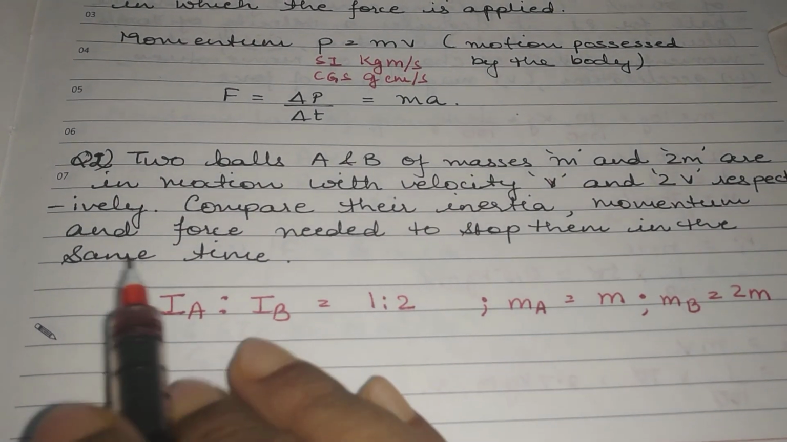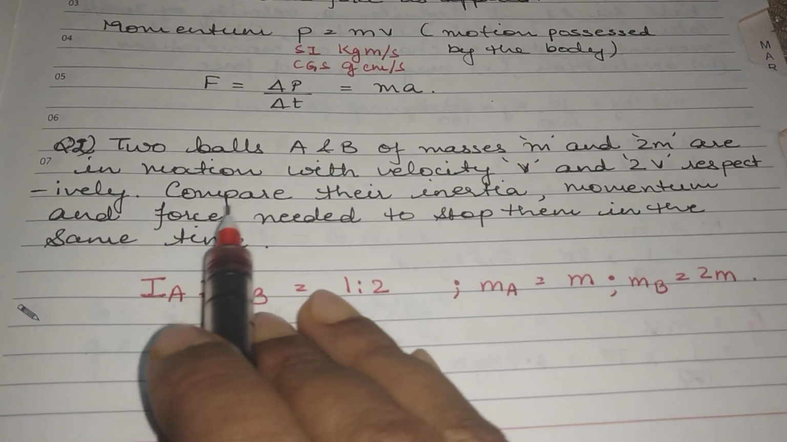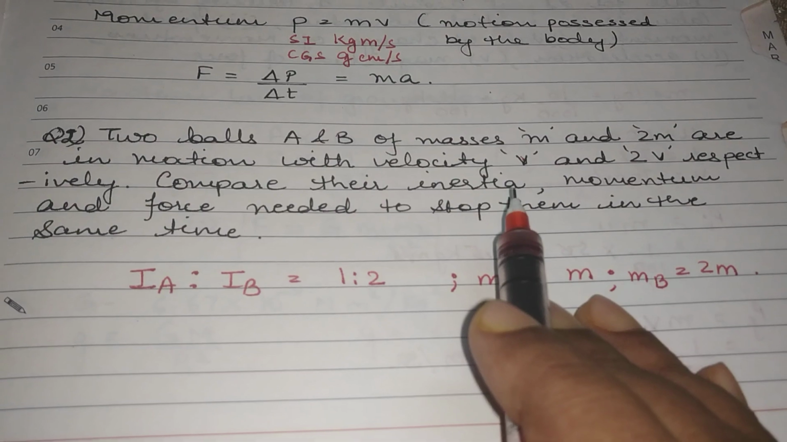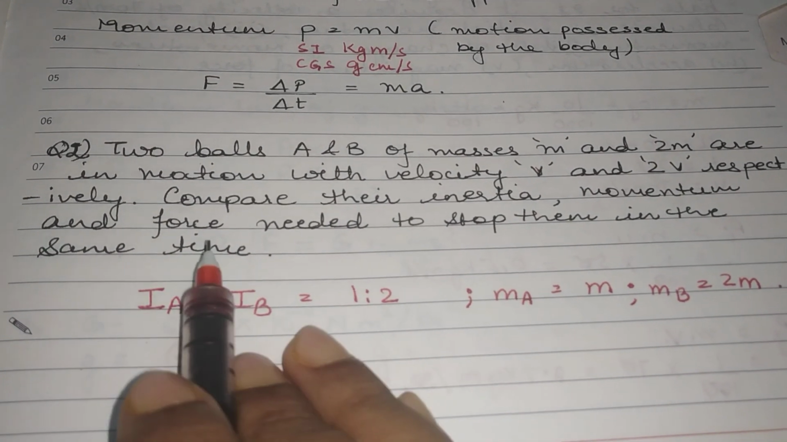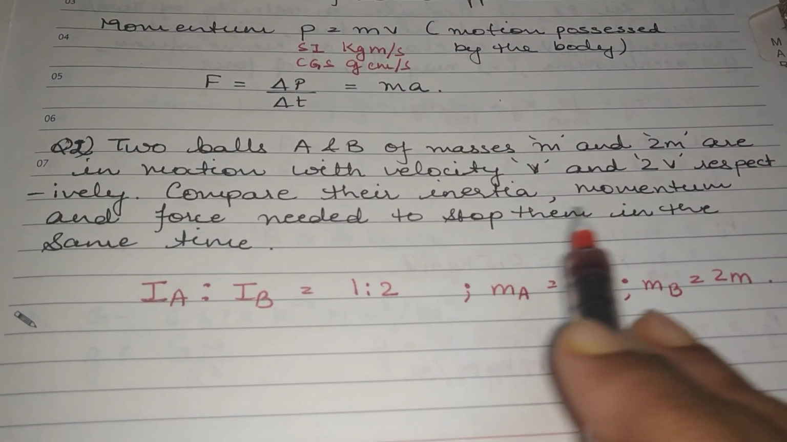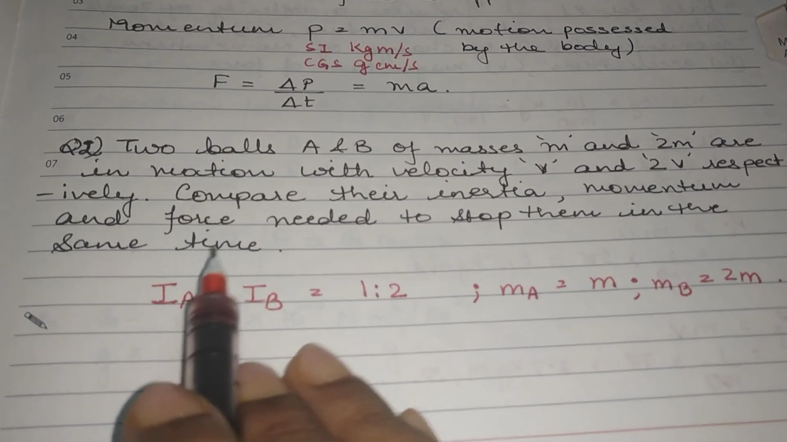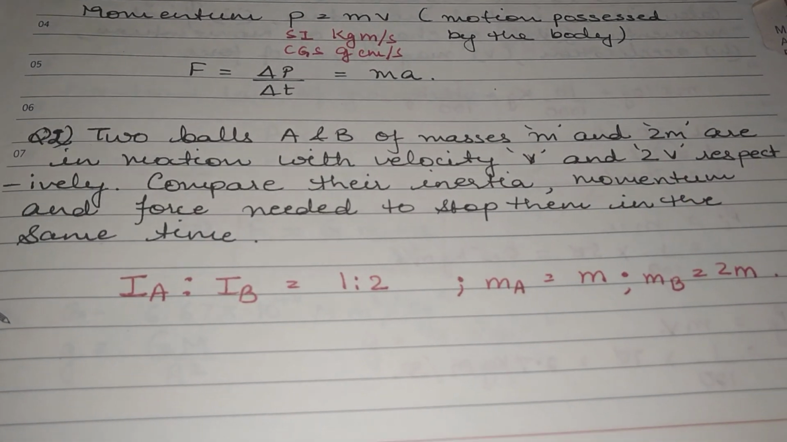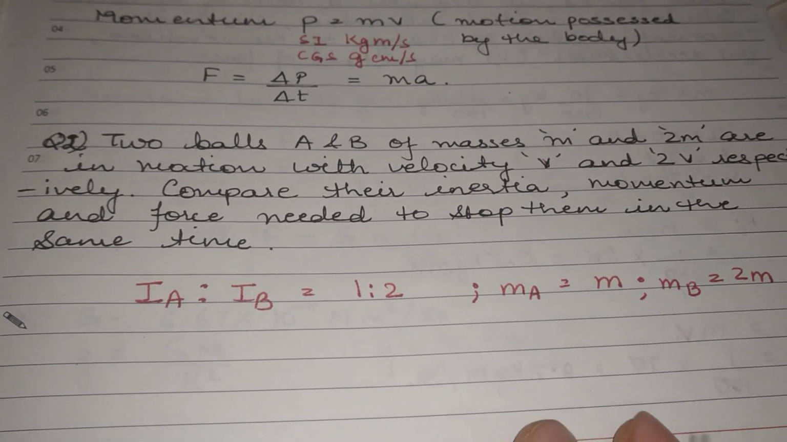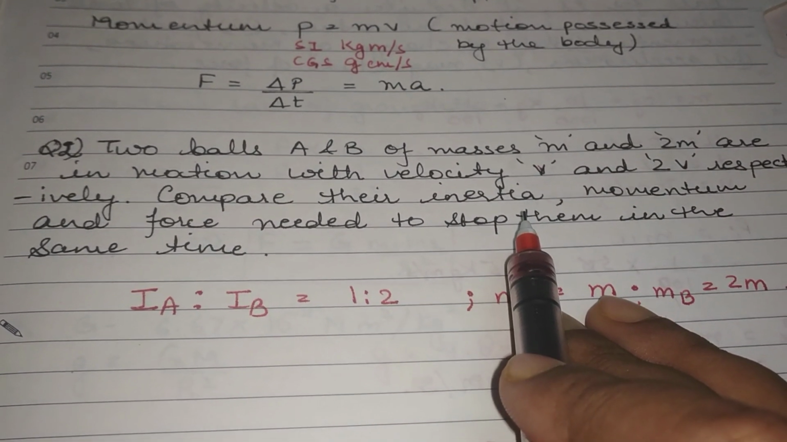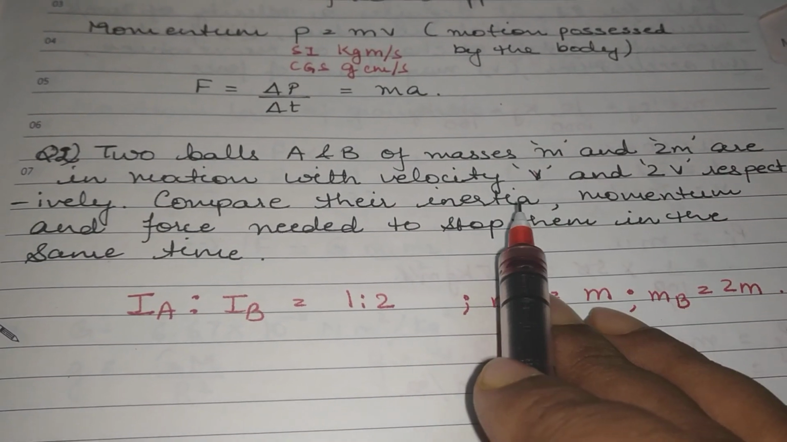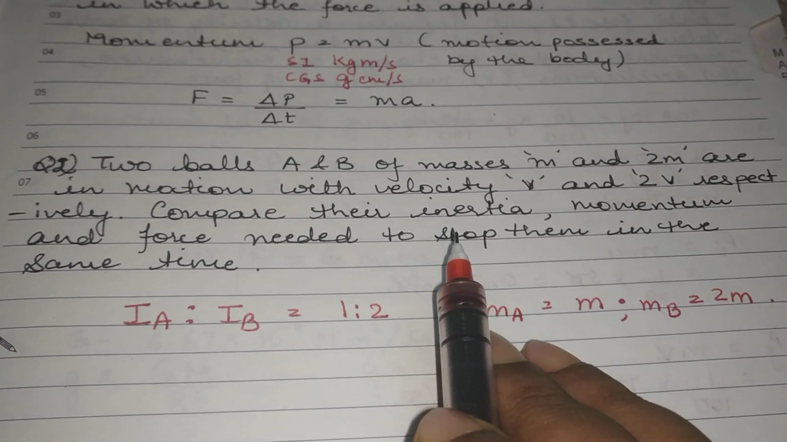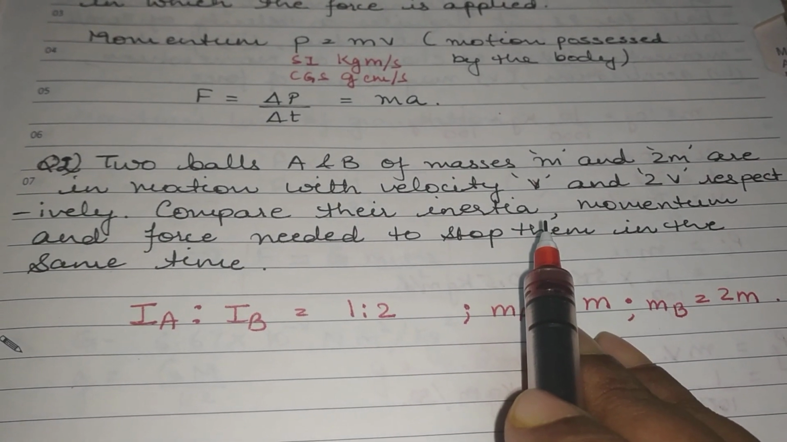Okay? The question is that you compare their inertia, compare their momentum, as well as compare the force needed to stop them in the same time. So there are three things which need to be found. So we will begin with inertia. Inertia, as it has been told to you, depends upon mass. The greater the mass, the greater will be the inertia.